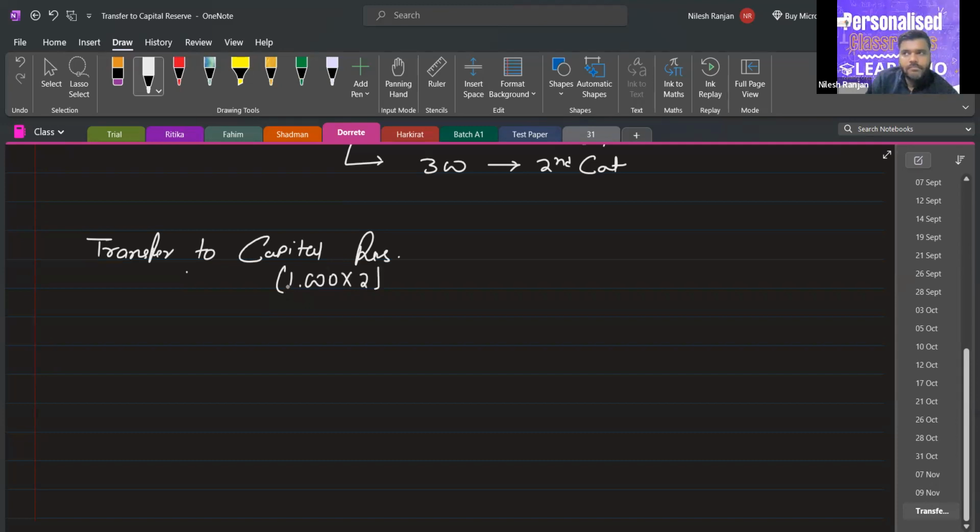2000. You understood this? So 1000 into 2, and the forfeited amount from this shareholder is 5,000, 1000 into 5, because he paid application money and failed to pay allotment. So 3,000 will be transferred to capital reserve from category 1.